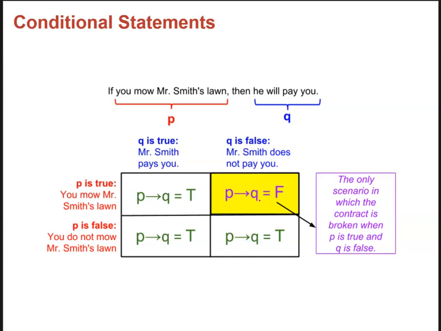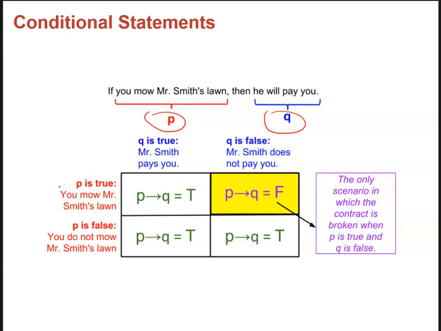Now, think of the conditional statement as a contract. It's like a contract that favors the worker. Let's say that Mr. Smith wants to get his lawn mowed, and then he'll pay the worker. So this is your P, and this is your Q. If you mow Mr. Smith's lawn, that's P, then he will pay you. This is a particular type of contract which favors the worker.